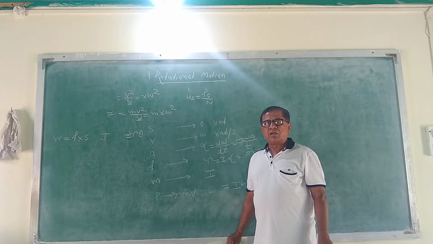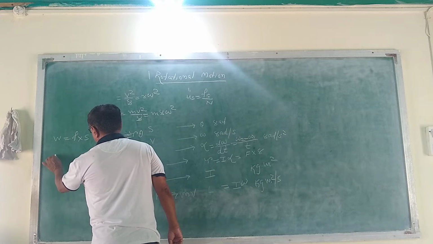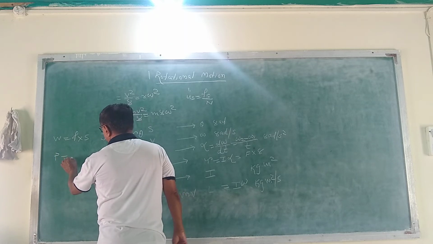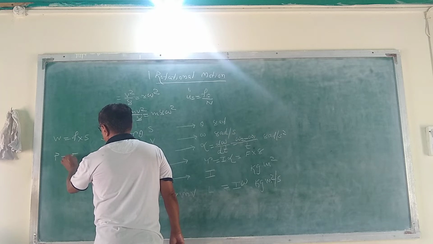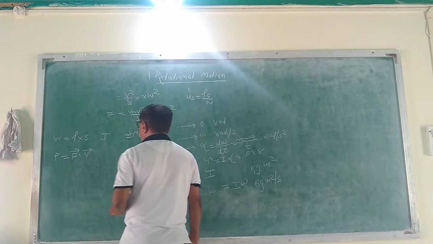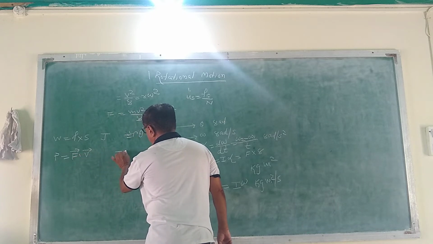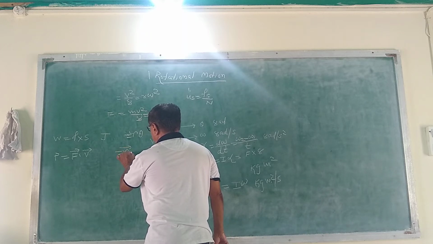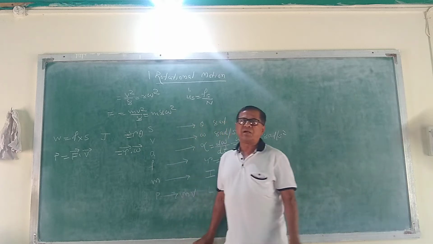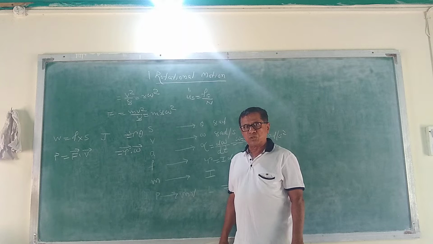One more term is called the power. Power is equal to work upon time. That is taken as F bar dot V bar. In the case of the rotational motion, the power is equal to the torque T bar dot omega bar. These are the different related quantities for the translational motion and the rotational motion.